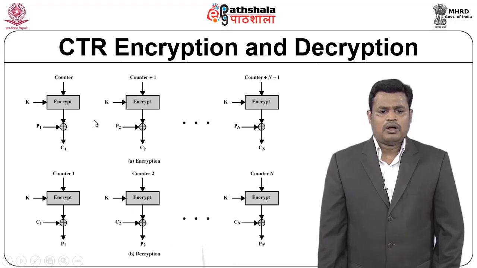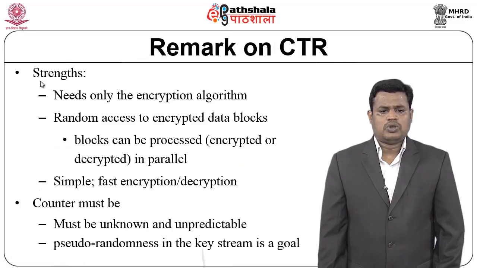This is the process during encryption, and this is the process during decryption. We can observe counter 1, counter 2, up to counter n in the case of both the encryption and the decryption process. The remarks here: the strength is that it needs only the encryption algorithm, gives random access to the encrypted data, and blocks can be processed in parallel, which is why encryption and decryption are fast.